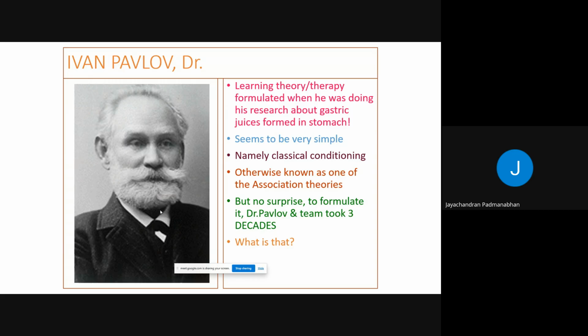But no surprise, to formulate it, Dr. Ivan Pavlov and team took 3 decades. That is what. Now you also have, suppose you take a research project, you also will have to do a project. Then, or you take positive psychology, that is not to be done. But you should understand you have to do something like a PhD research, though it is not up to the PhD, but 6 months up to 1 year and all that, you have to struggle to take sampling and all that.